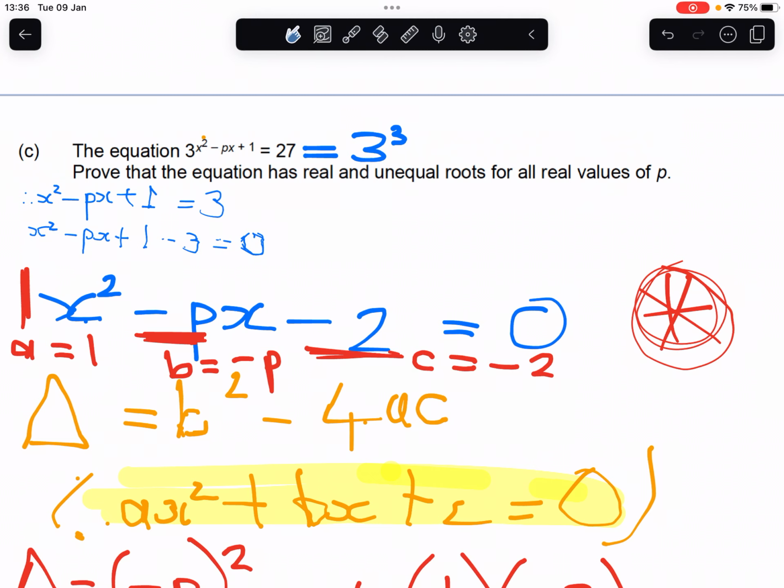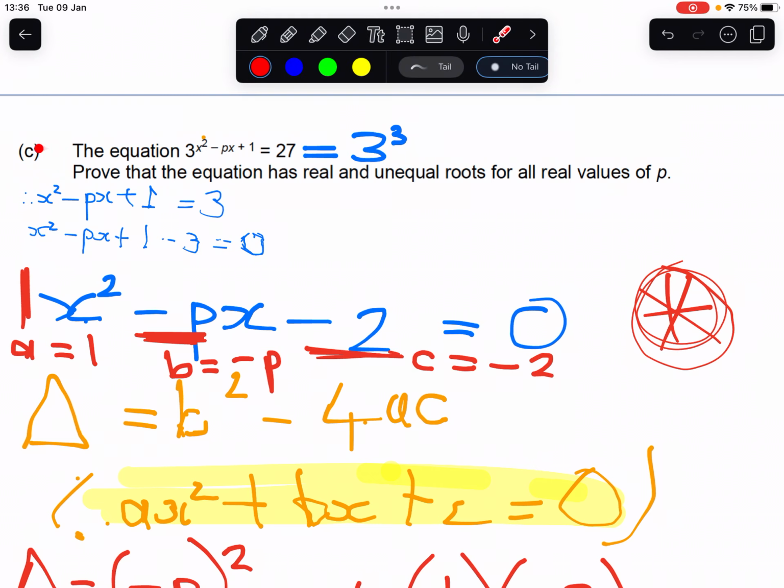We are asked to show that this equation is always going to have real and unequal roots for all real values of p. So in order to solve this equation, we'd have to equate x squared minus px plus 1 to 3, okay? And we've seen that that equation always has 2 unequal real roots. And so our work is done. Of course, you'd have to write all of that down very eloquently, but that's the gist of it.